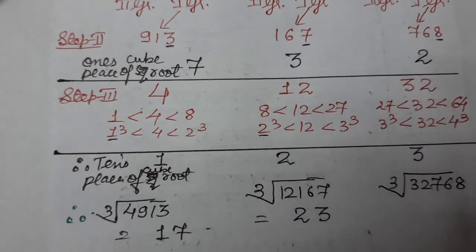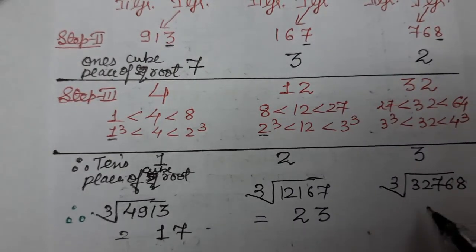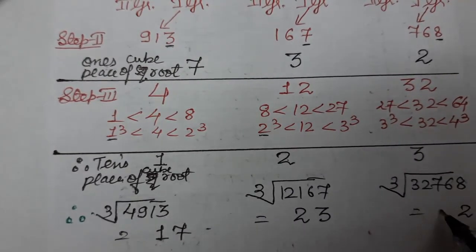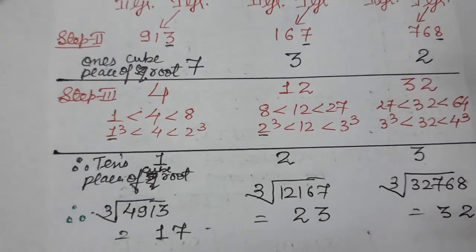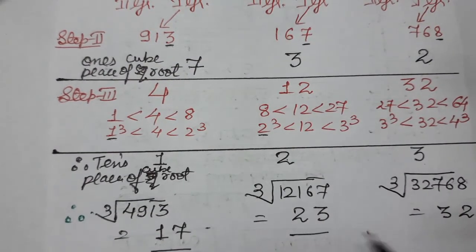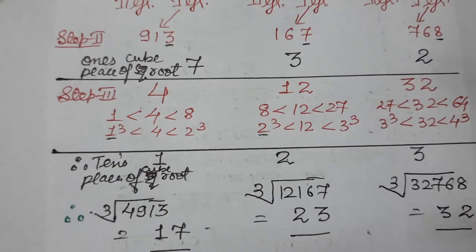ones place पे क्या है हमारा? 2. और tens place पे क्या है हमारा? 3. So these are the cube roots of 4913, 12167 and 32768.